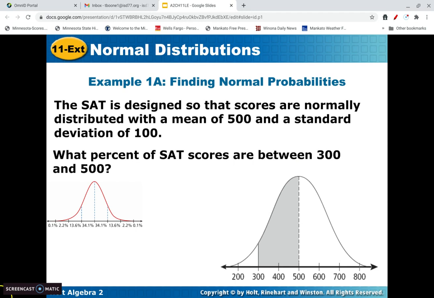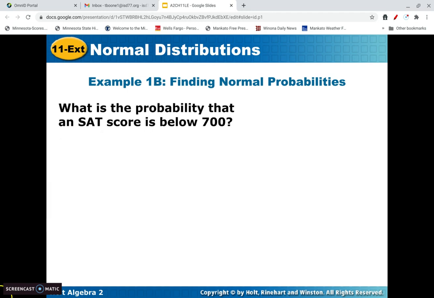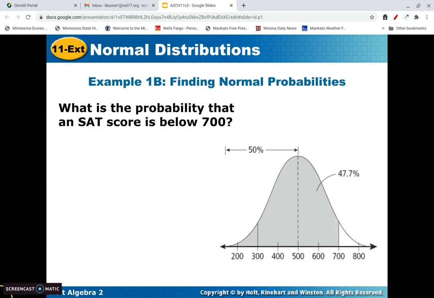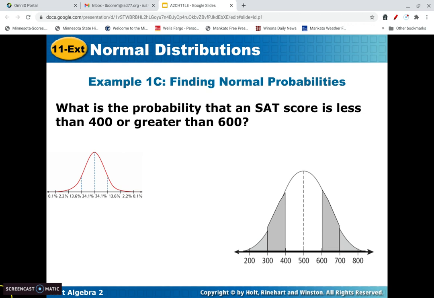As we look between 300 and 500, basically we're asking what percentage of the scores are within 2 standard deviations below the mean. You just add up those two: the 13.6 and the 34.1. So about 47.7% of the scores would lie between there. Okay, now what's the probability that this SAT score is below 700? Now, once again, as we do the percentages here, whoops, I think we did that.